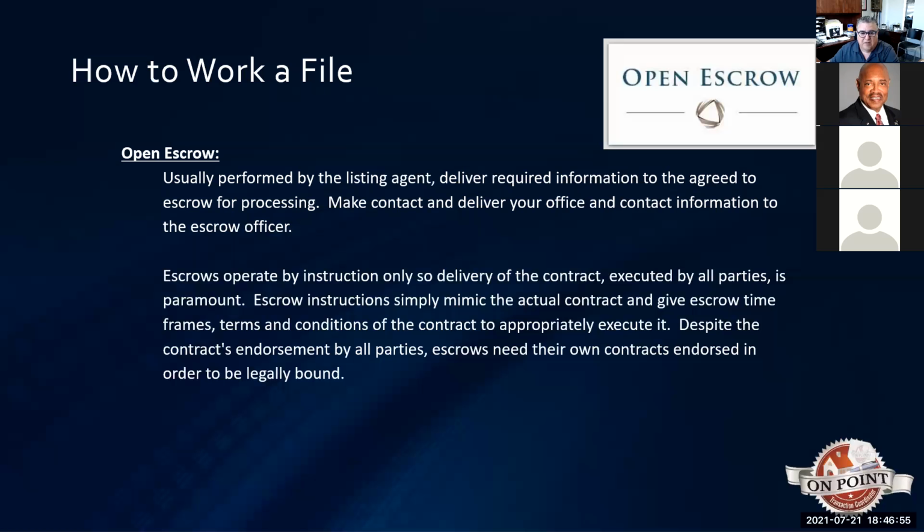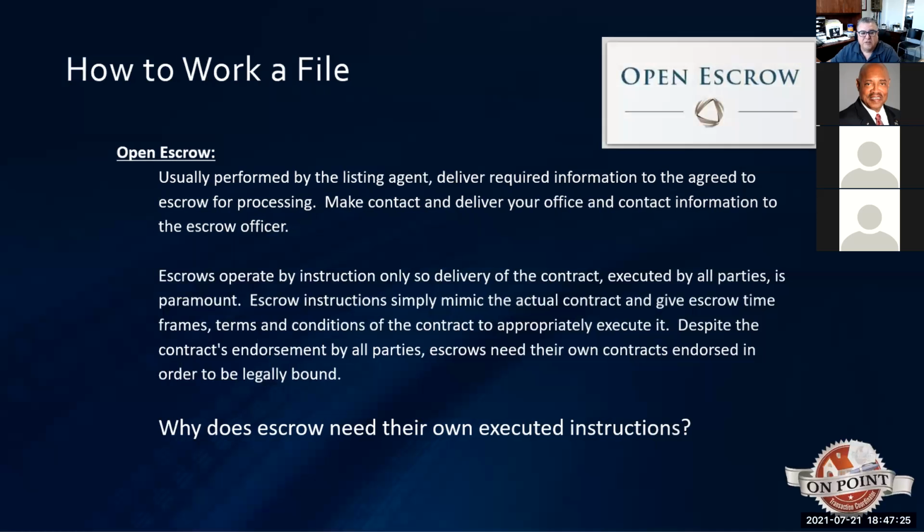And then we talked about the escrow having their own agreement on the side, because they're an unbiased third party. They need something signed by all parties as well, right? And actually, I just answered that last question. Why does escrow need their own executed instructions? That's because they're an unbiased third party to the same contract. They simply mimic it. And then, there are things that escrow does as an unbiased third party that are required by an escrow. Any questions or comments on that? Any other questions or comments?